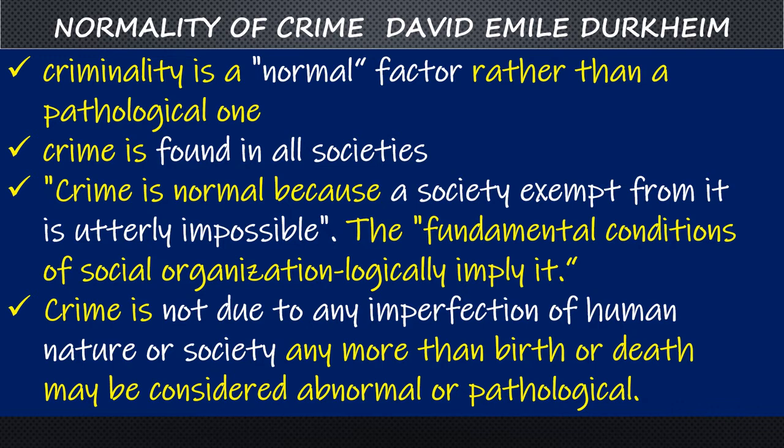That's according to Emil Durkheim. Crime is found in all societies. That's the idea of Emil Durkheim. Crime is normal because a society exempt from it is utterly impossible. So according to him, a society having no crime is impossible, and the fundamental conditions of social organization logically imply it.